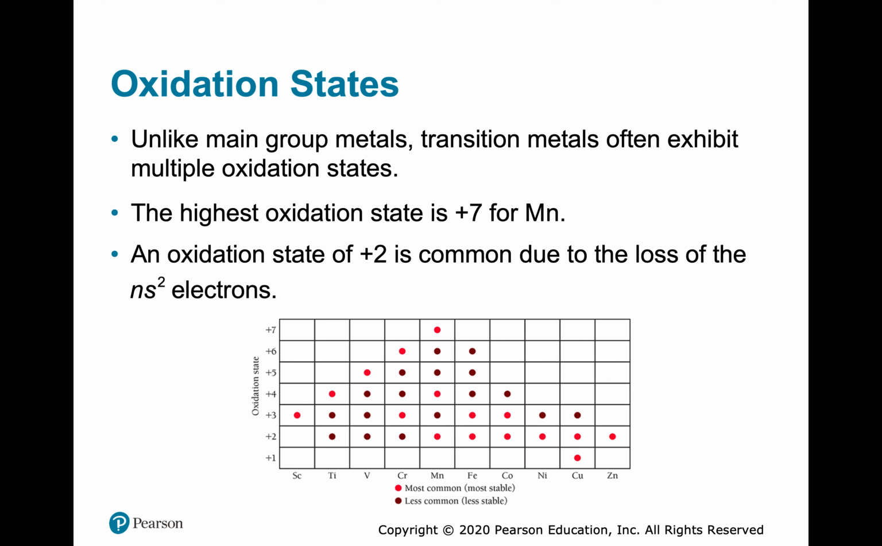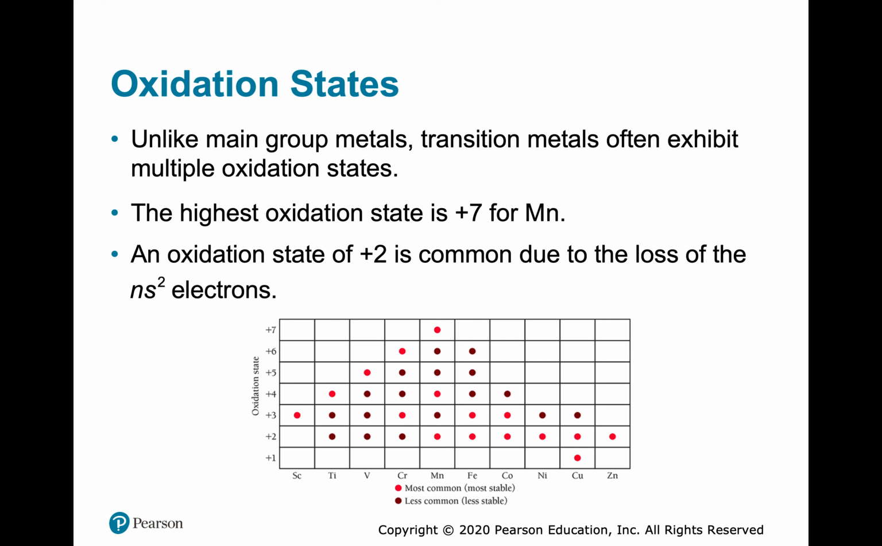And something you might notice right away is that almost every element has a +2 oxidation state, except for scandium. Scandium just has a +3. The +2 is from the loss of the s electrons, but +3 is also very common, losing a d orbital and the other two electrons as well.